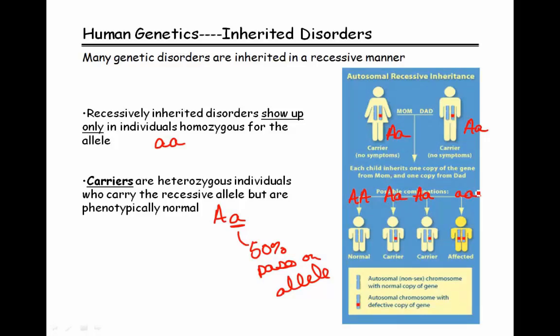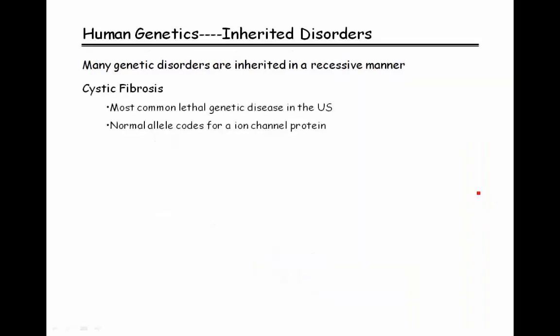If we look at some examples of this, cystic fibrosis is a good example to bring up because this is the most common lethal genetic disease in the United States. It is most common in people of Caucasian or European descent, and the normal allele for this gene codes for an ion channel protein. Okay, so just to emphasize that these genes are telling the cell how to make a protein that is going to be functioning in a particular way inside the cell.